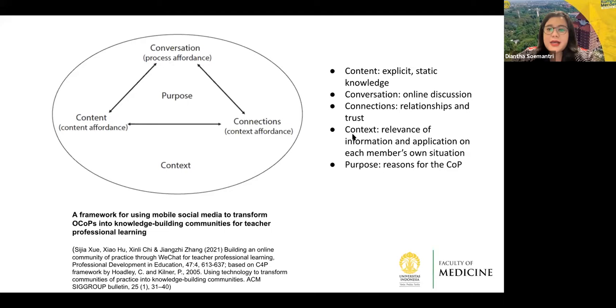And of course, the context, the practice, similar with the practice, the relevance of information and application on each member's own situation. So basically, the concept of online COP is the same, but of course, there are technological issues that are involved. The online conversation, the online discussion perhaps requires a different approach, but of course, different technological support, and to ensure that everybody is willing to share their opinion online, they are comfortable in using the technology and minimize any barriers of communicating and conversing through the online mode of communication.